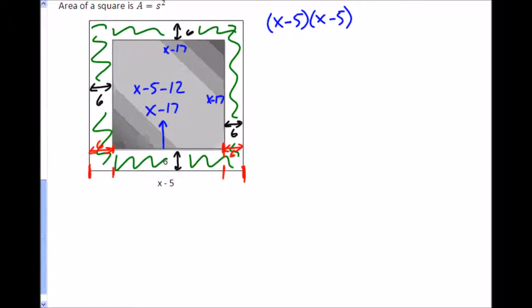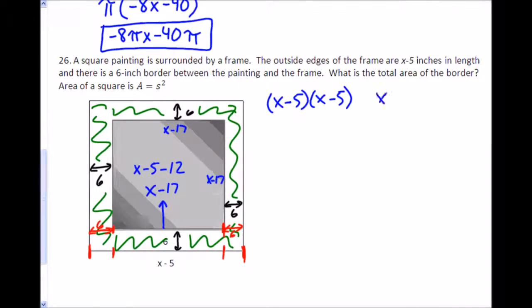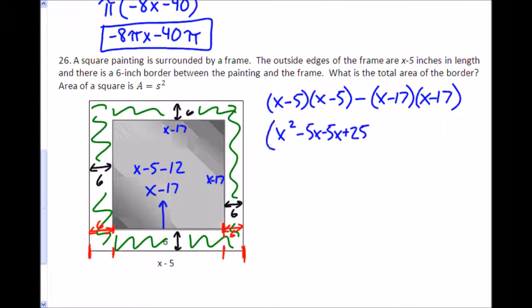So if I wanted the area of the smaller square, I have to do x minus 17 squared, which is x minus 17 times x minus 17. And again, I want to find the area of the border, so I have to subtract these two areas. That's going to be x squared minus 5x plus 25, minus, here that's going to be x squared minus 17x minus 17x, and then 17 times 17, which is a plus 289. And now I'm going to combine like terms inside of each of these.